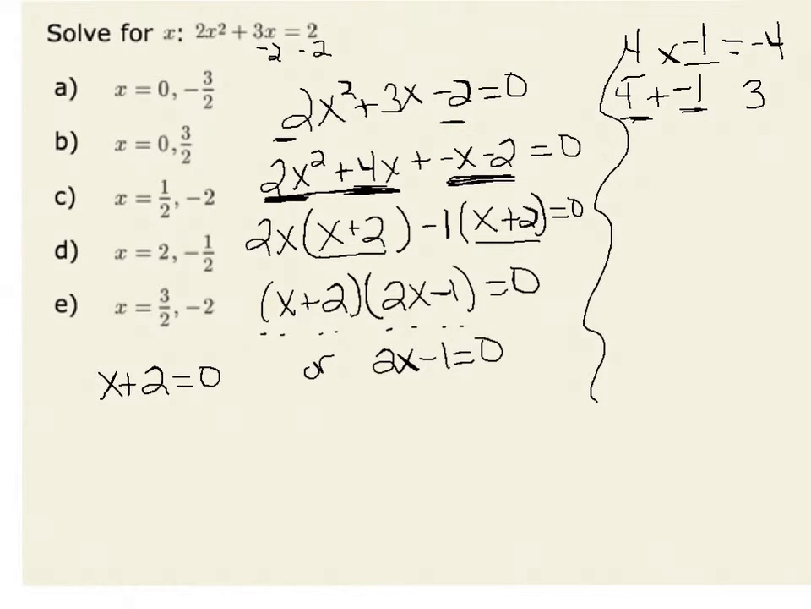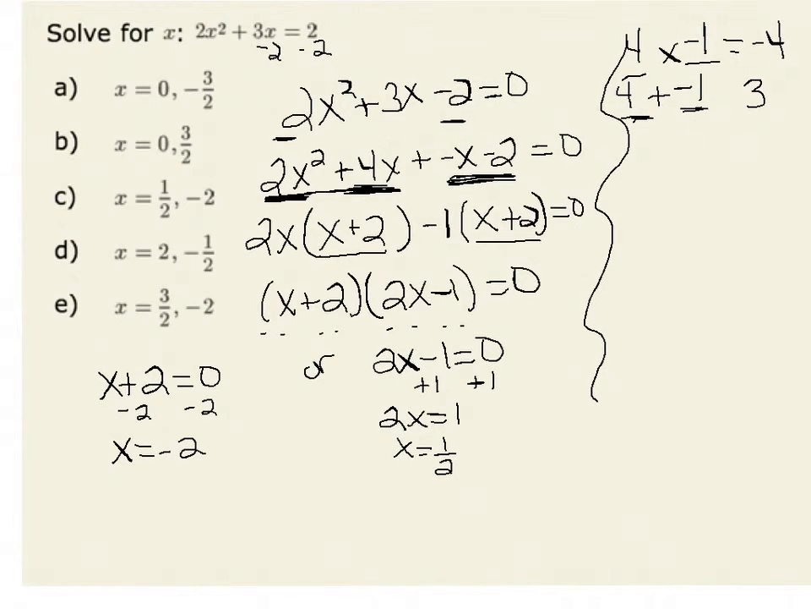Now I can solve each of these linear equations to determine my value of x. Subtracting 2 from both sides of my equation of x plus 2 is equal to 0 results in one solution of x is equal to negative 2. Solving my second equation of 2x minus 1 is equal to 0, I'm going to first add 1 to both sides, giving me 2x is equal to 1, and then dividing both sides by 2, giving me x is equal to 1/2. I can see now I have two solutions, x is equal to negative 2 and x is equal to 1/2. I would like to verify that these are indeed the solutions to my quadratic equation.